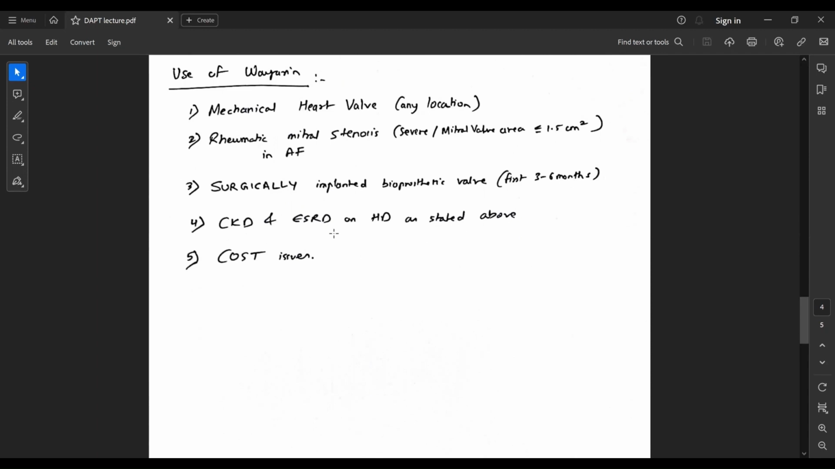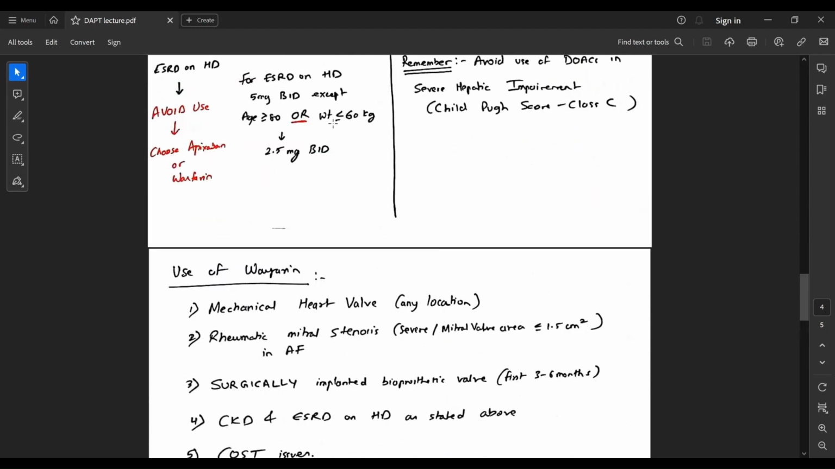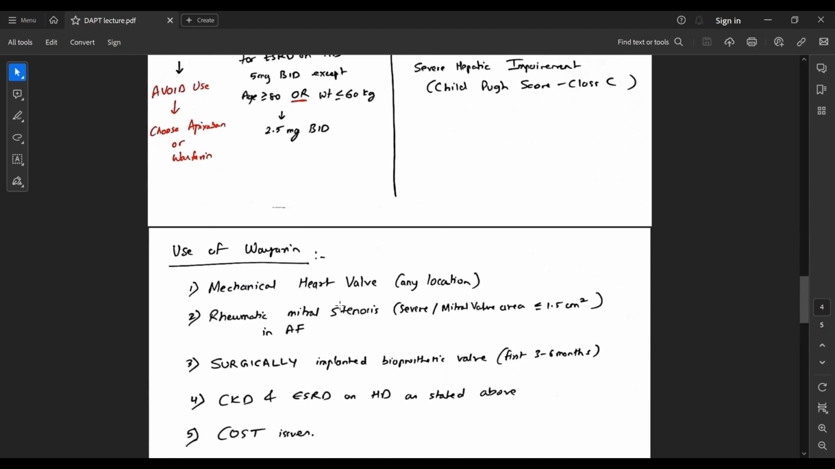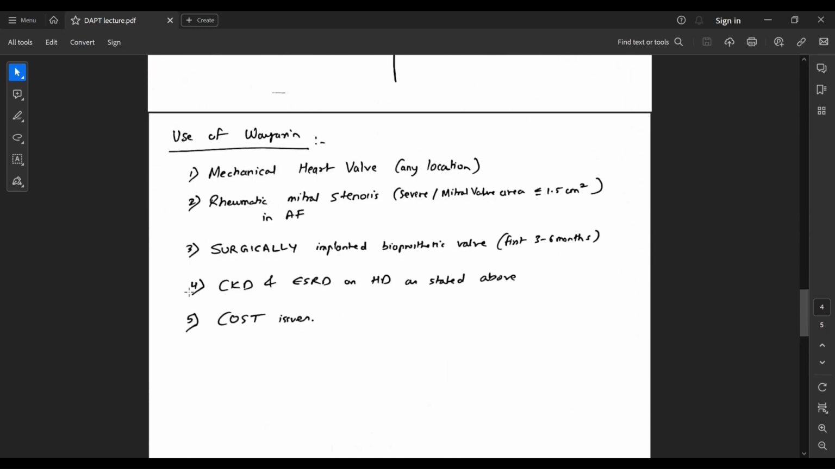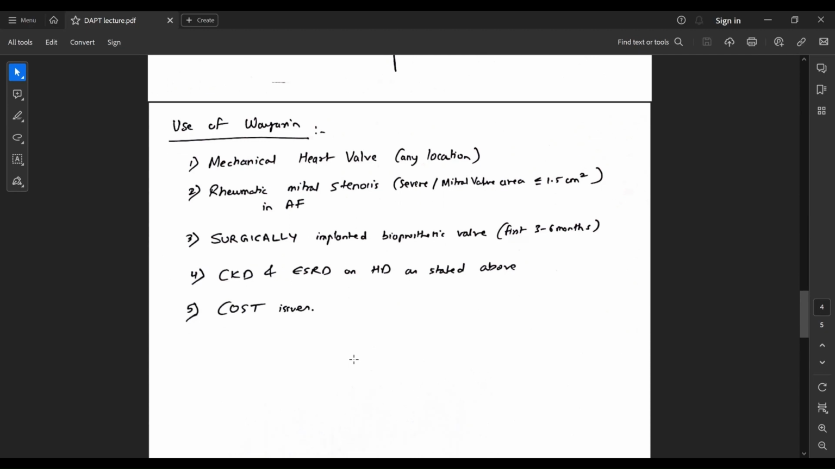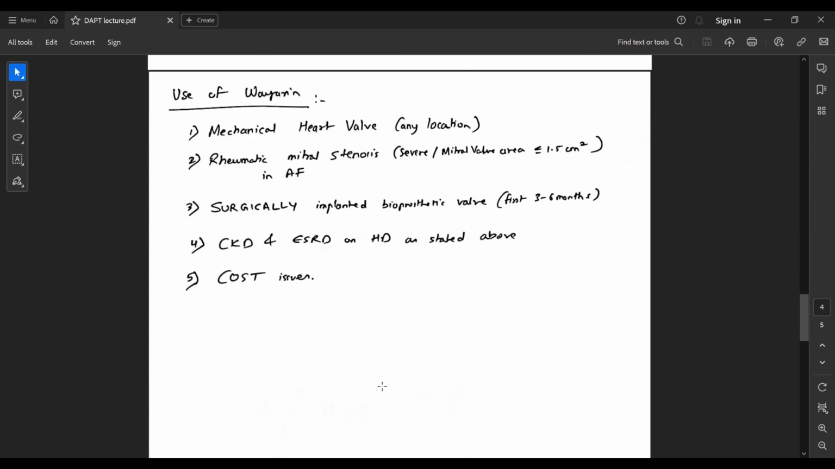And as I said before, in case of CKD and ESRD patients on hemodialysis, we either use apixaban or warfarin, but we'll not use rivaroxaban. And then one important place where you'll be using warfarin is cost issues. DOACs are expensive as compared to warfarin, and a lot of patients without insurance might not be able to afford DOACs. So in those cases, you have to give warfarin.